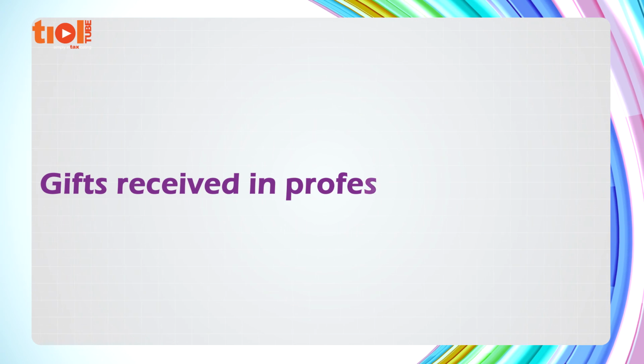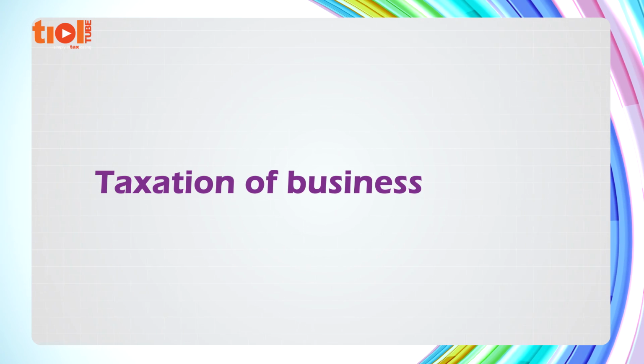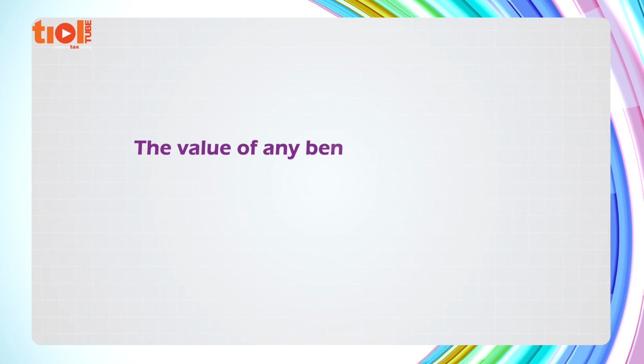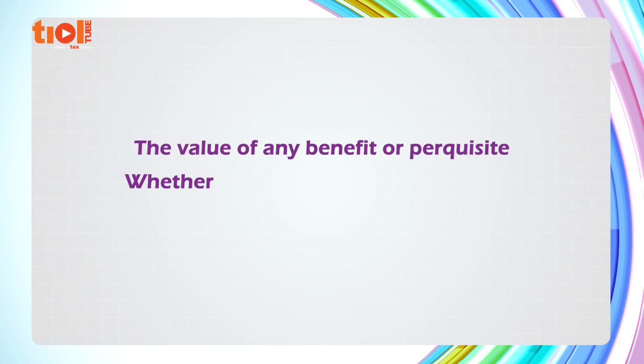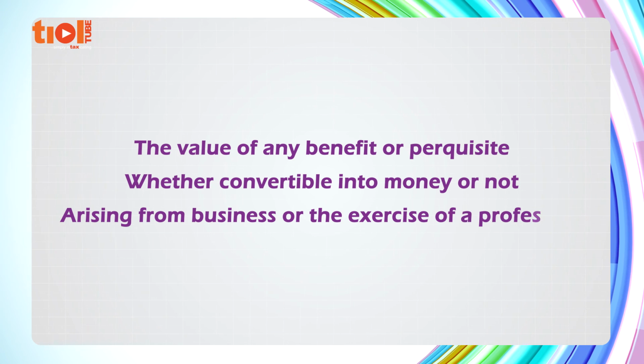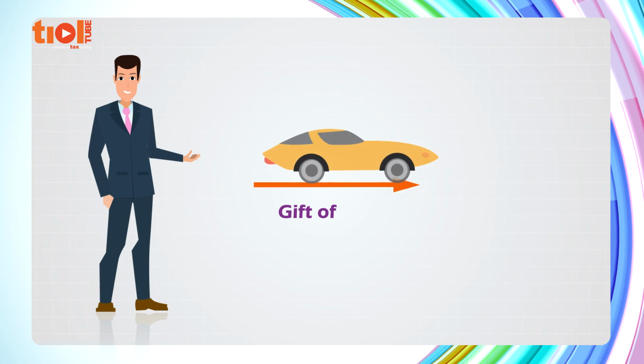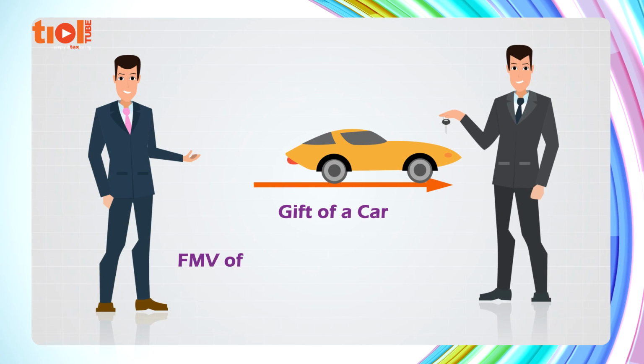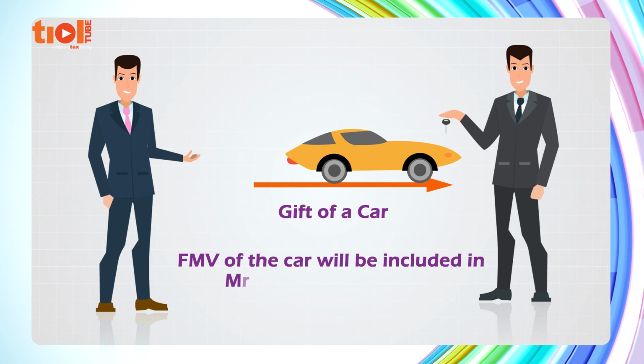Gifts received in professional capacity. Section 28 of the Income Tax Act lays down what is taxed as business income and includes the value of any benefit or perquisite, whether convertible into money or not, arising from business or the exercise of a profession. For example, Mr. A, a chartered accountant, receives a car from his client. Tax has to be paid on the FMV, that is fair market value of such car.